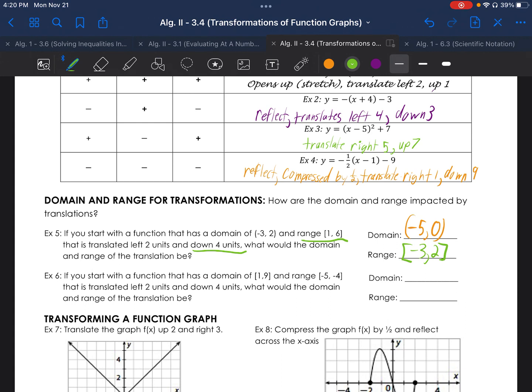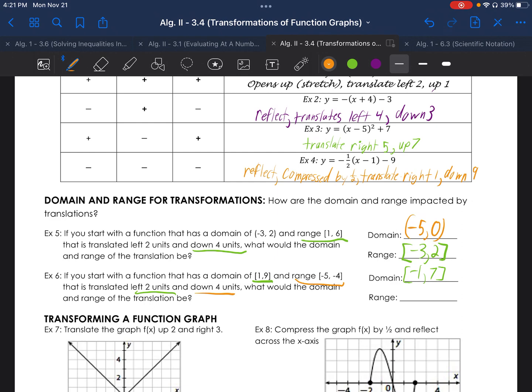Alright, example 6. Maybe try this one on your own. Pause it and come back. Alright, so domain of 1 comma 9, range negative 5 comma 4. For the domain, we care that it goes left 2. For the range, we care it goes down 4. So for the domain, left 2, subtract 2. So 1 minus 2 is negative 1. 9 minus 2 is 7. And it started in brackets, it'll end in brackets.